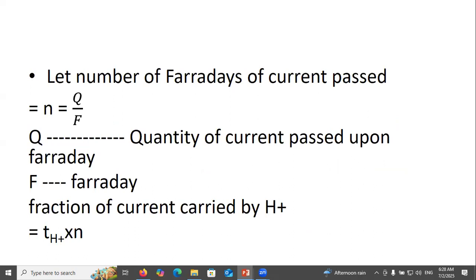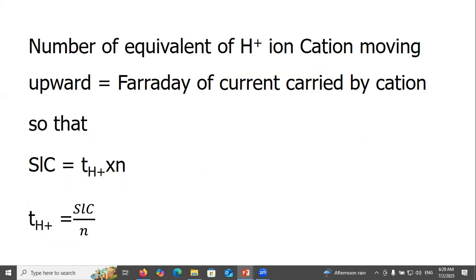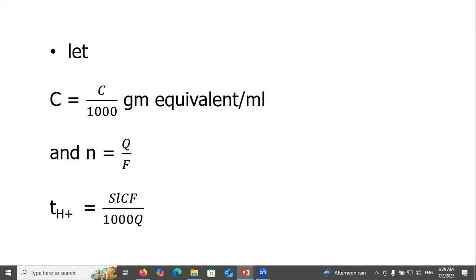Fraction of current carried by cation is Ts plus multiplied by N. Number of equivalents of cation moving upward is the Faraday of current carried by cation. So that SLC equals Ts plus N. Ts plus equals SLC over N.